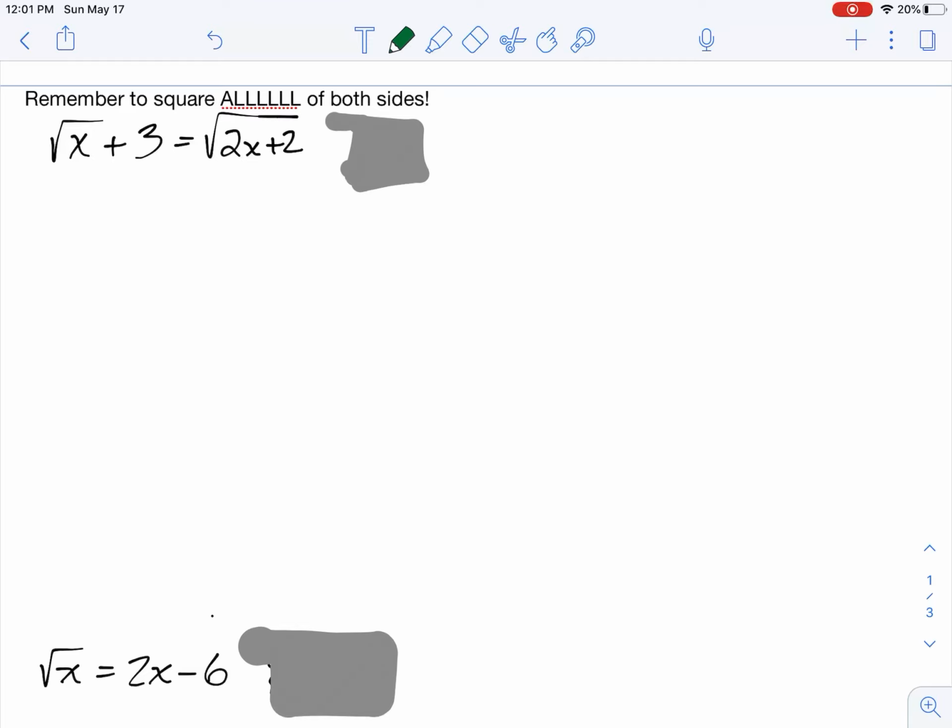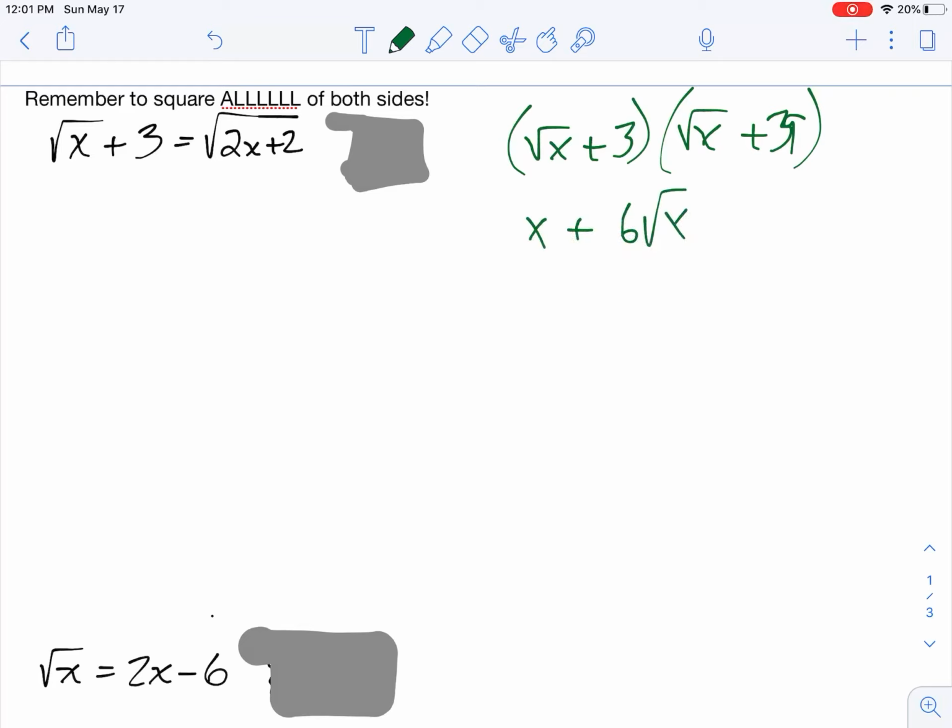All right, here we have the square root of x plus 3. Notice the plus 3 is outside of that radical. My hint here is remember to square all of both sides, and be careful, please, that root x plus 3 squared is not going to be x plus 9. We're going to have some middle terms. We're going to have x plus 6 root x plus 9. So if I square both sides, I need to recognize I have a binomial here and do that responsibly.